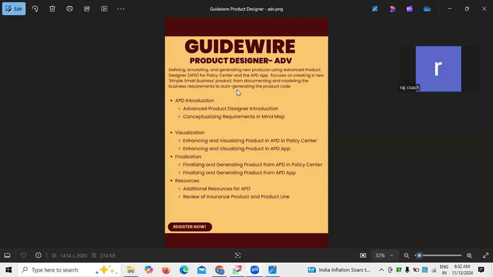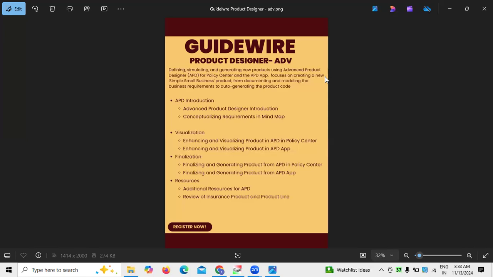Right. So this is what the Product Designer advanced level course is all about. As far as Guidewire requirements are concerned, especially in property and casualty insurance, we are majorly focusing on PolicyCenter, claims, and billing, all that. In addition to that, there is one more requirement.